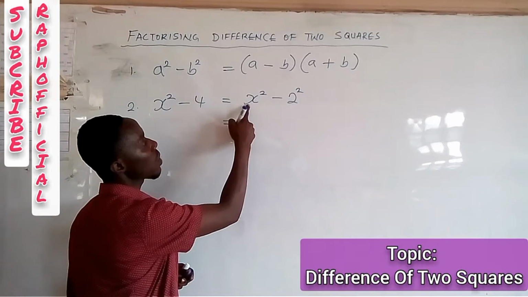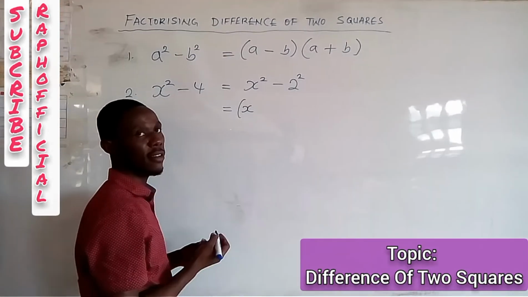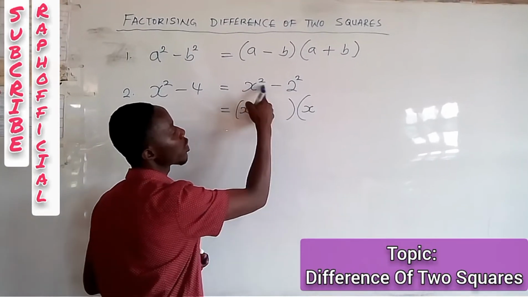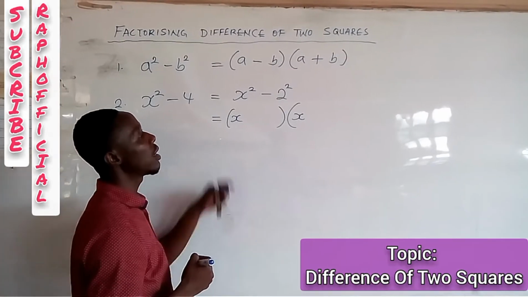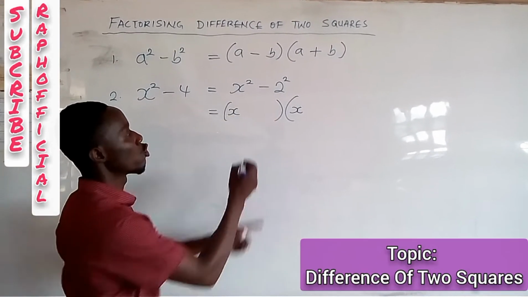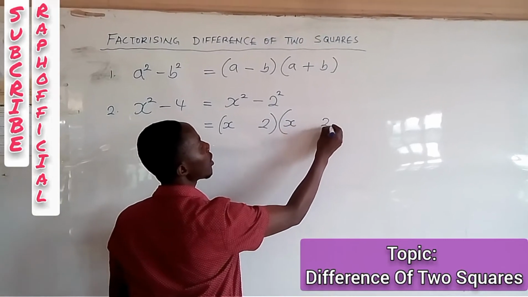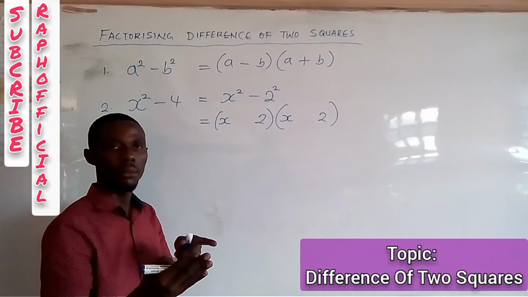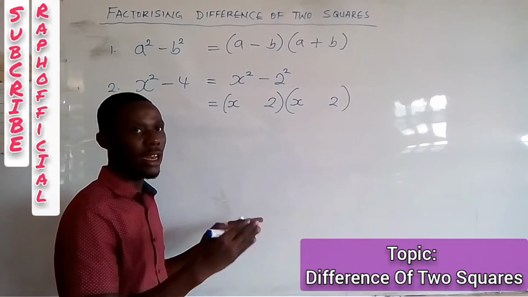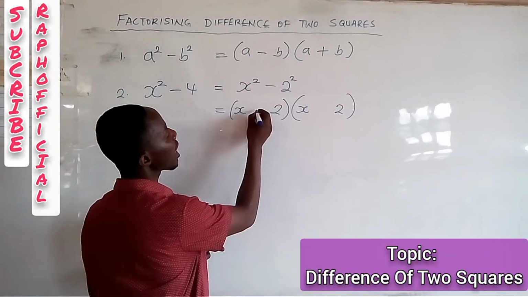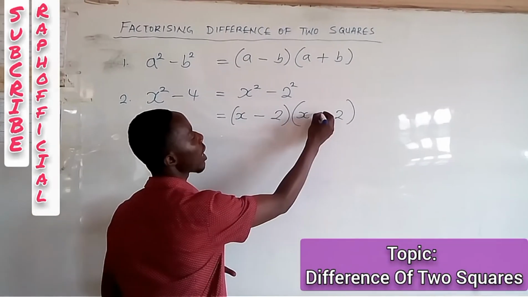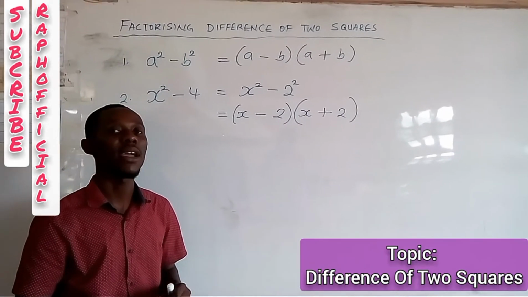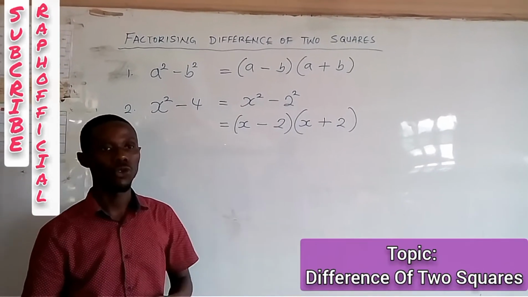Now let's factorize. Factorizing, the first one is a square, therefore x. It will multiply another x to give me the x squared. Now what do we have here? We have 2. So 2, then the other one, 2. There has to be a difference between them, a negative and a positive. I can decide to make this one negative and this one become what? Positive. This is how we can also factorize difference of two squares.